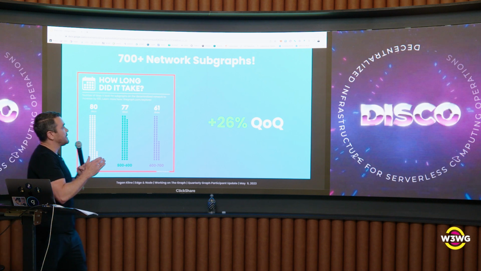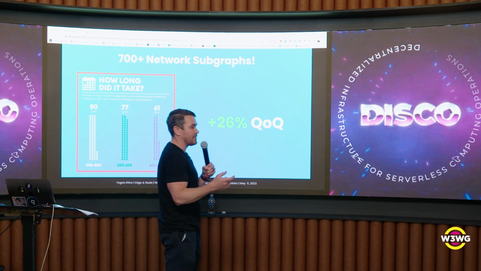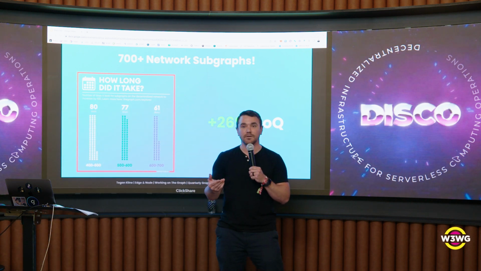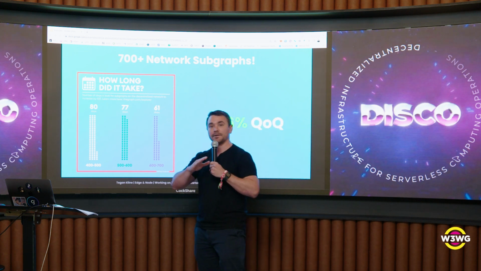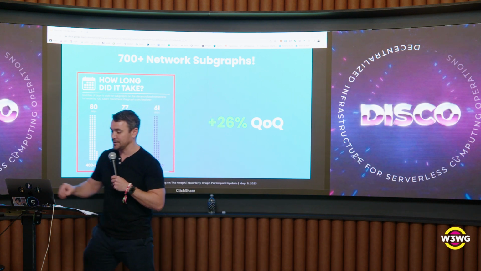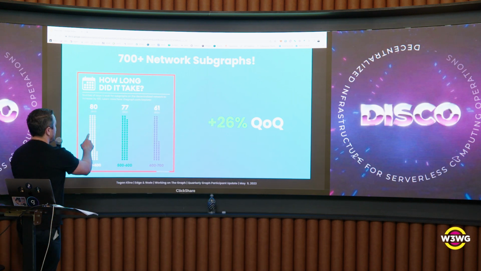But what's cool is the migrations to the decentralized network are just getting started as well. When I came in, there were a few subgraphs on there that were just kind of testing. No one used it in prod at all. No one used it for production purposes.